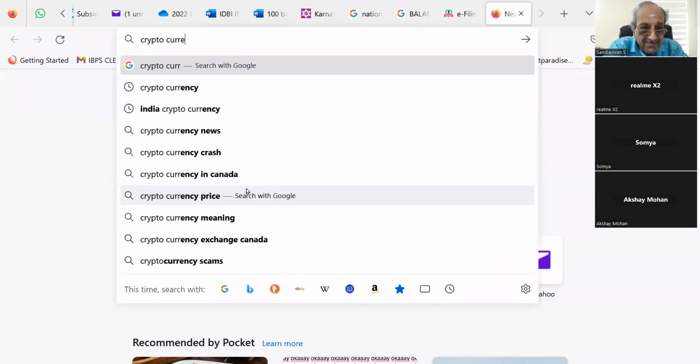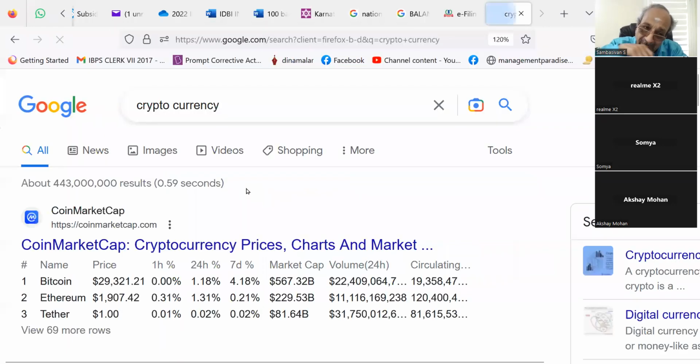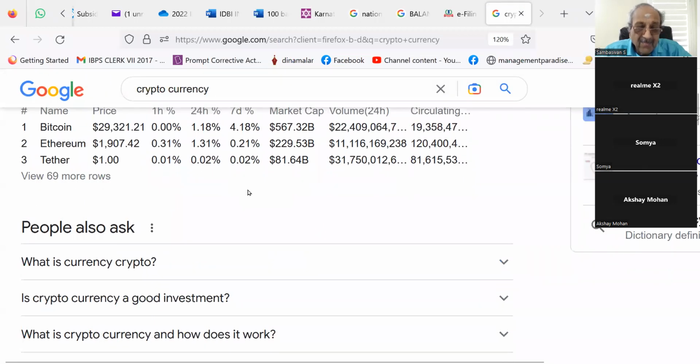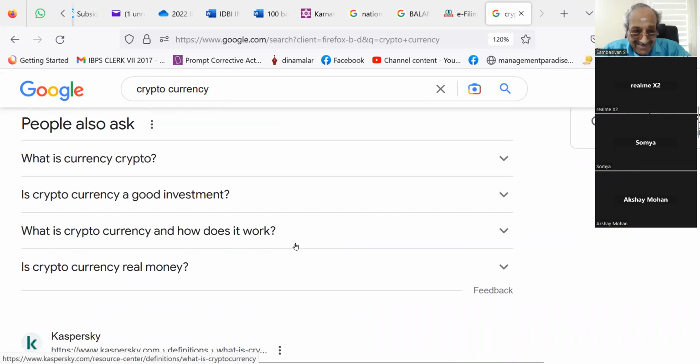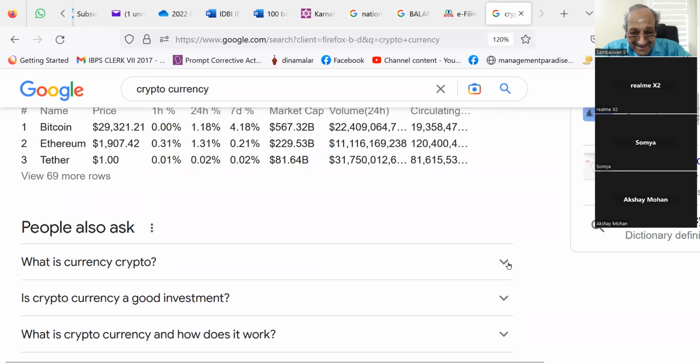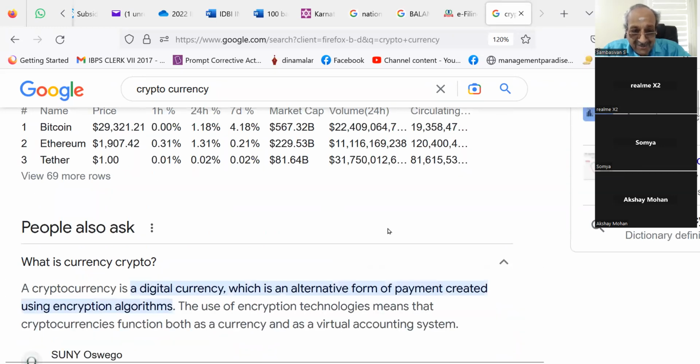Sir, cryptocurrency is a type of currency which is not legal tender, meaning it is not managed by anyone. Examples of cryptocurrencies are Bitcoin and others. This much I know about cryptocurrencies, sir. Okay, because only that much I have also told them.